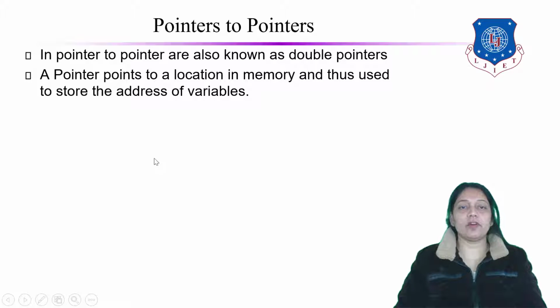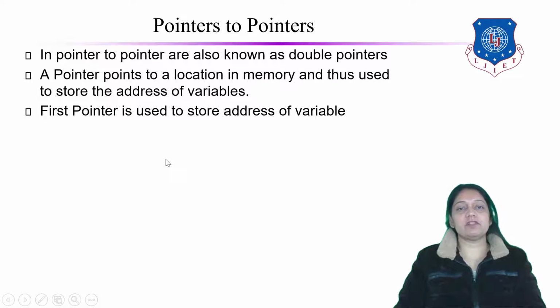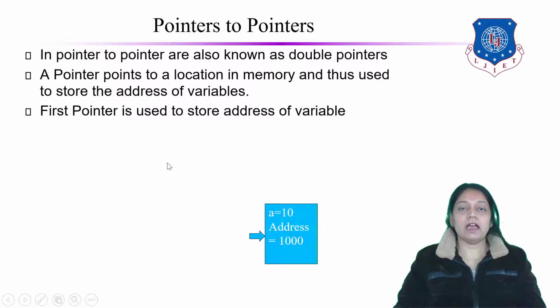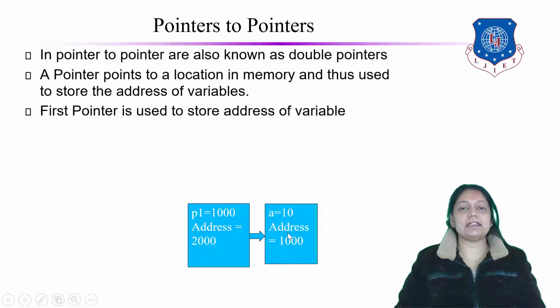Normally we have seen that a pointer points to a memory location, which means we can store the address of any variable in a pointer. So we have a first pointer which will store the address of a variable. How will it be? We have a variable a whose value is 10 and it is at address 1000. When I say the first pointer is used to store the address of a variable, it means that I have a pointer P1 which will store the address of variable a. So a is at address 1000, so P1 will become 1000.